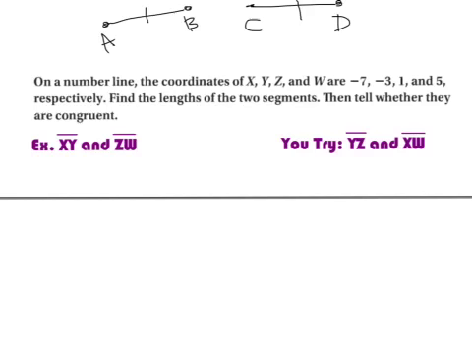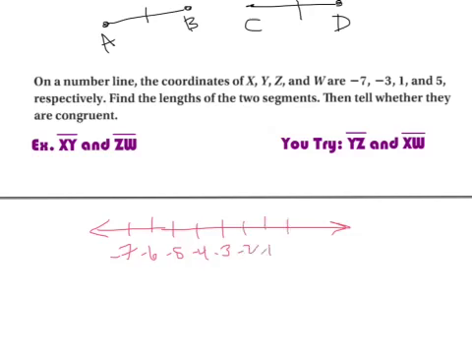I'm going to go ahead and draw out this number line, this so-called number line. I need from -7 to 5, so maybe I should make it longer. -7, -6, -5, -4, -3, -2, -1, 0, 1, 2, 3, 4, and 5. Okay. So it says find the lengths of the two segments, then tell whether they are congruent.